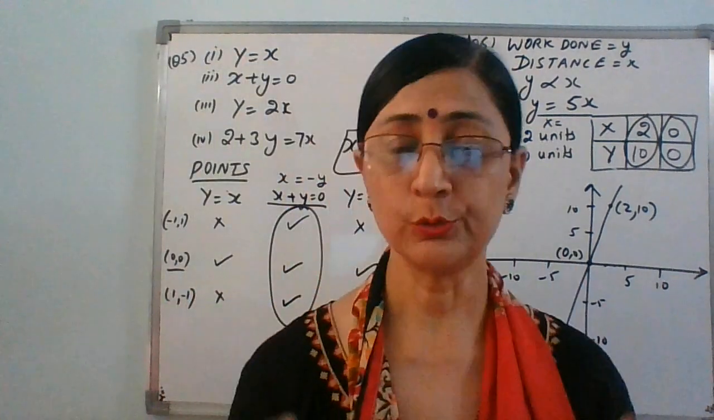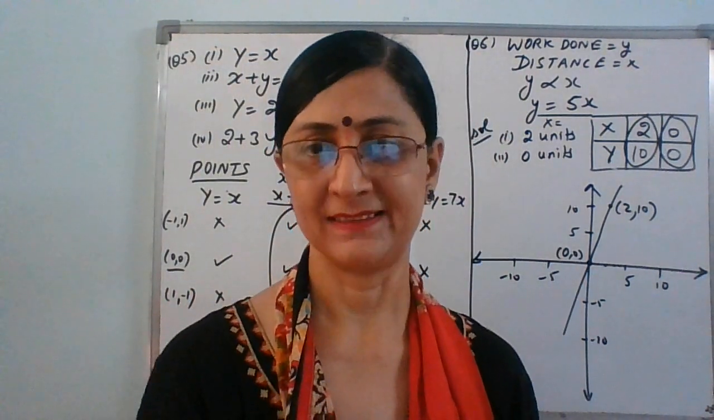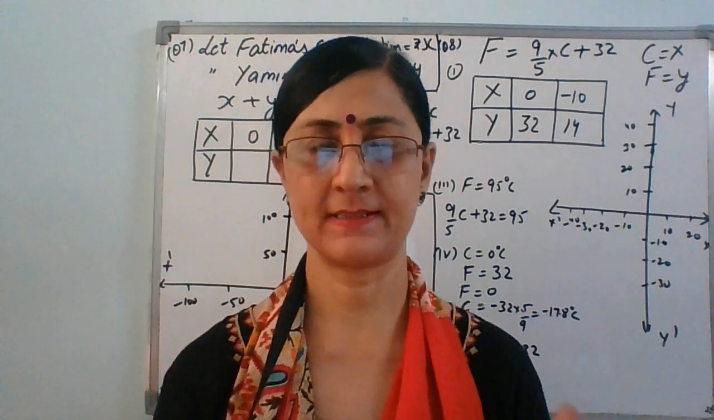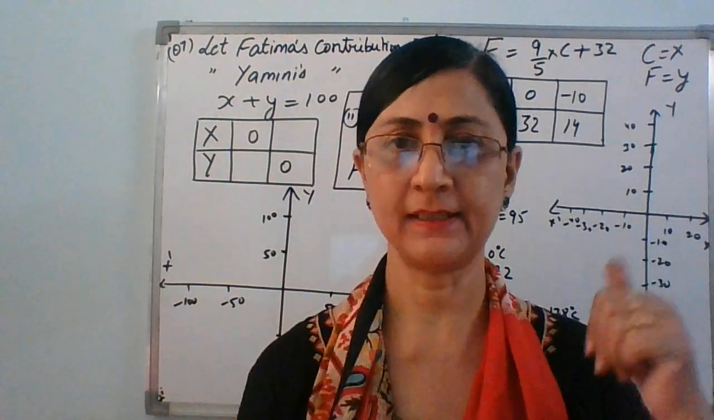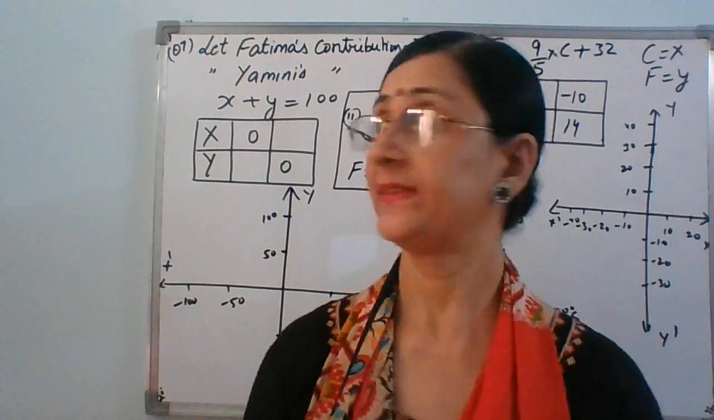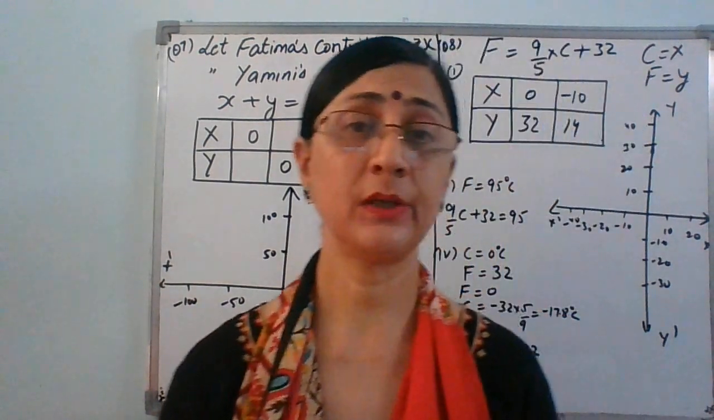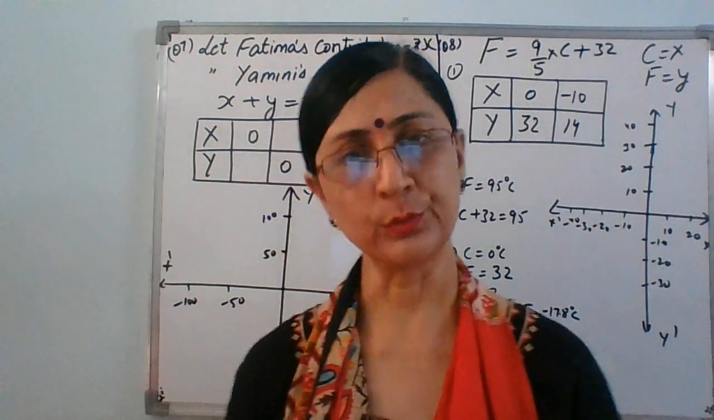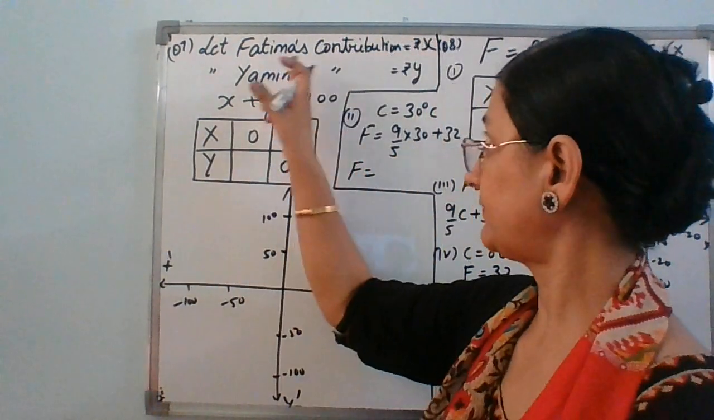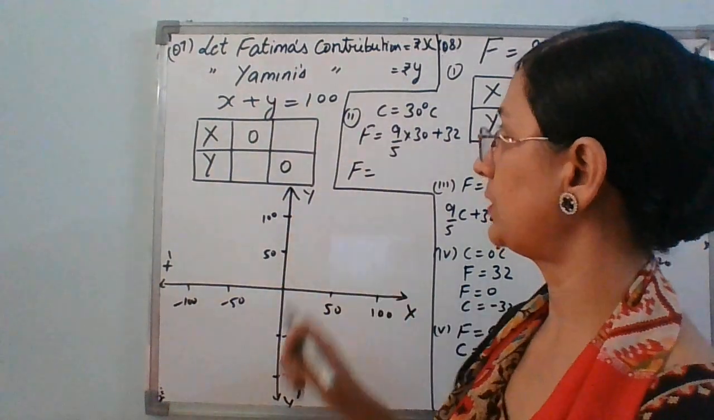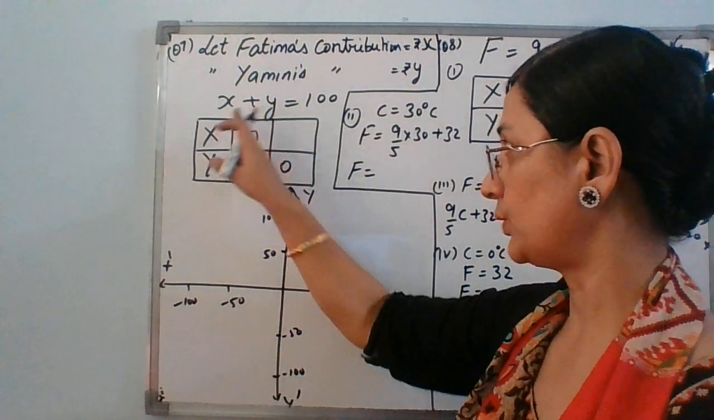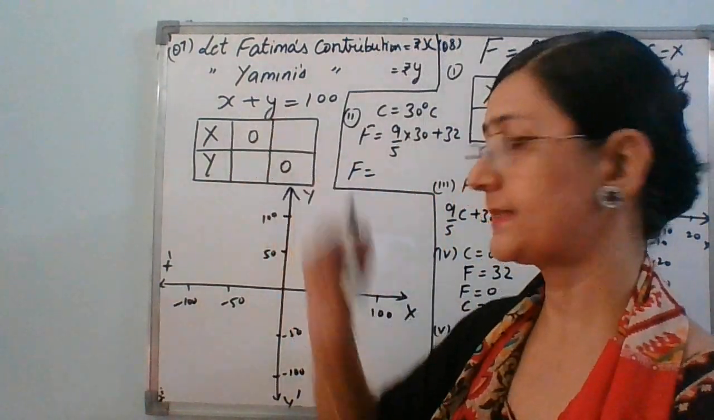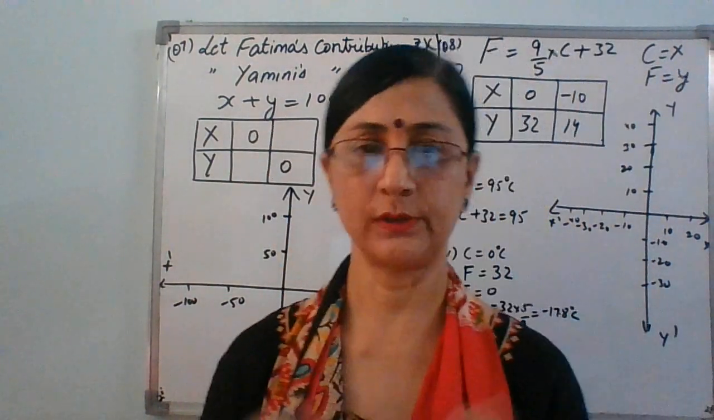Okay, so now 2 more questions are left, 7th and 8th. Okay, now last 2 questions of exercise 4.3, 7th and 8th question. In 7th question, Fatima and Yamini contributed some money, and the total money contributed by both of them was 100. So if Fatima's contribution is x and Yamini's contribution is rupees y, so total contribution will be x plus y is equal to 100. So this is the equation, and we are supposed to draw the graph for this.